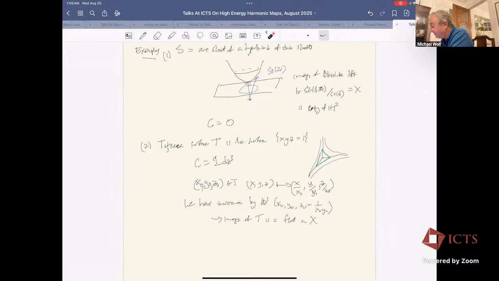So again, we have very differing behaviors. The images here will be a flat, something totally geodesic and isometric to Euclidean space, and the image up here is a copy of hyperbolic space. Okay, why are we looking at all this?